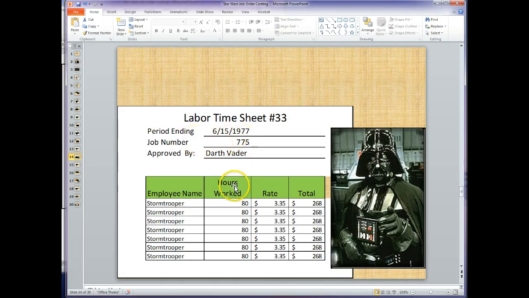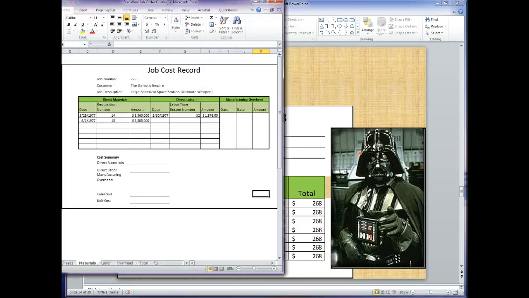Middle of June, we get another one. Same job number, 775. There's a supervisor who signed it. And it looks like it's another bunch of stormtroopers, all worked 80 hours. Really easy company to do time for because everybody makes about the same amount. And so we can come in here, 1, 2, 3, 4, 5, 6, 7. Yeah, it should be identical.